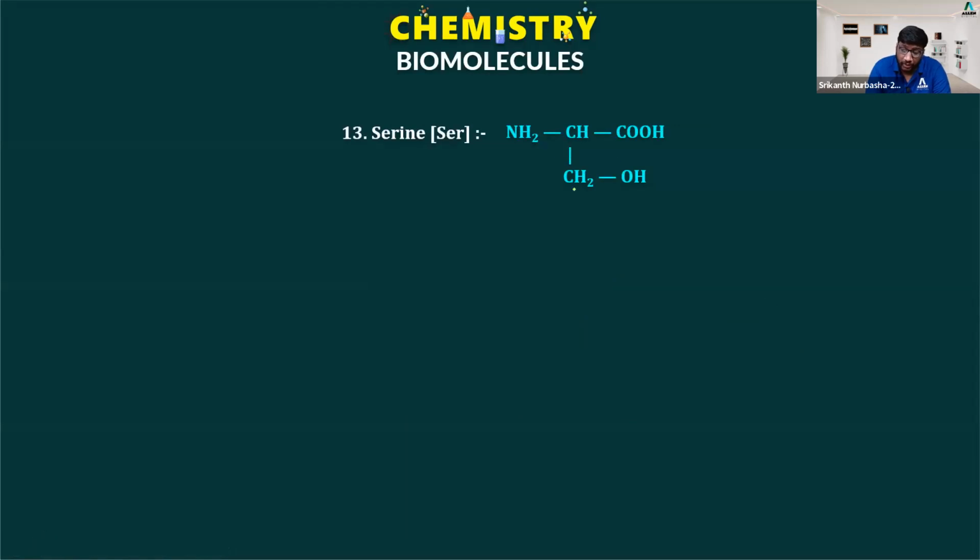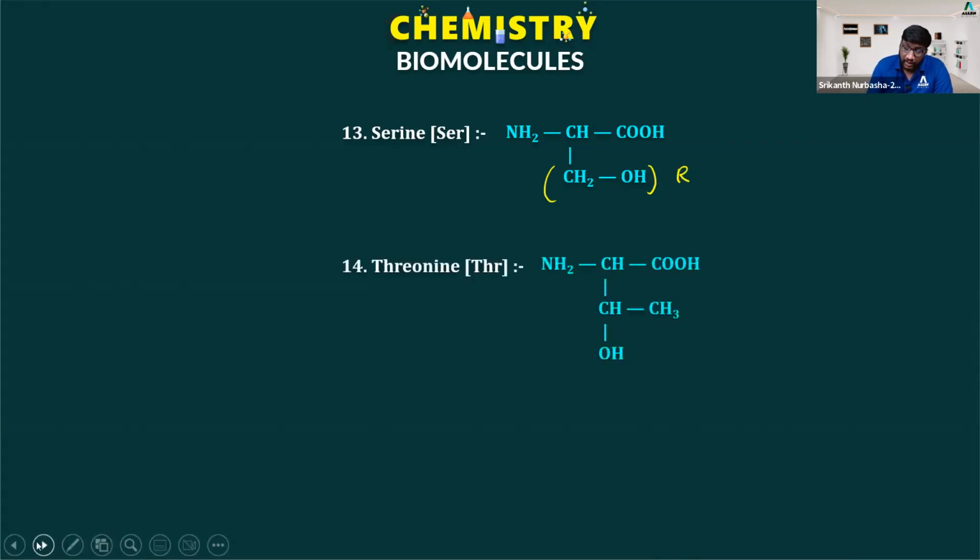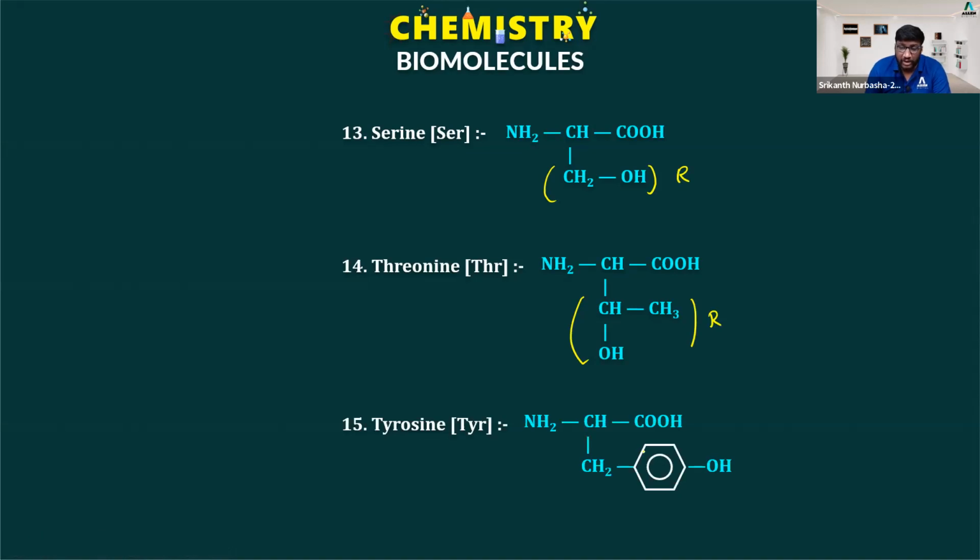Serine, NH2, CH, COOH, CH2, OH. If you look at cysteine, there you have an SH group. Here in serine, you have an OH group. Threonine, NH2, CH, CH, CH3, OH. This is the alkyl group. And tyrosine, you have CH2, C6H4OH. This is again the alkyl group. You may argue that OH groups are there, so the acidic nature will be high. But only the COOH groups contribute more to the acidic nature when compared to phenolic OH as well as alcoholic OH. So these are the respective alpha amino acids.